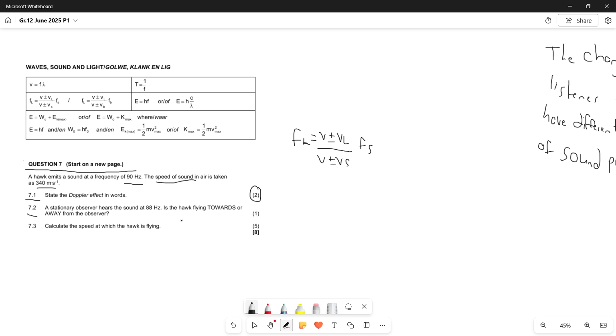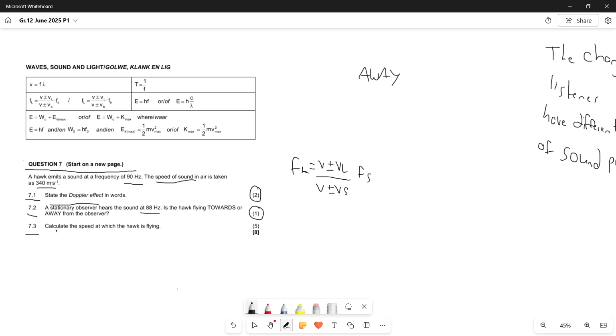Cool. 7.2 says, a stationary observer, okay, so this person has no velocity, hears the sound at 88 hertz. Is the hawk flying towards or away from the observer? So this is what we were discussing just now. The hawk actually emits a frequency of 90 hertz, but the stationary observer hears it at a lower frequency, a lower sound. The hawk is then therefore flying away, because if it was flying towards, we would hear it as a higher pitch. So our answer here for 1 mark, this question is just helping us set up the correct plus and minus signs in 7.3 in our formula here. For 1 mark over here, we just have to say away. Cool. So we just earned 1 mark over there.